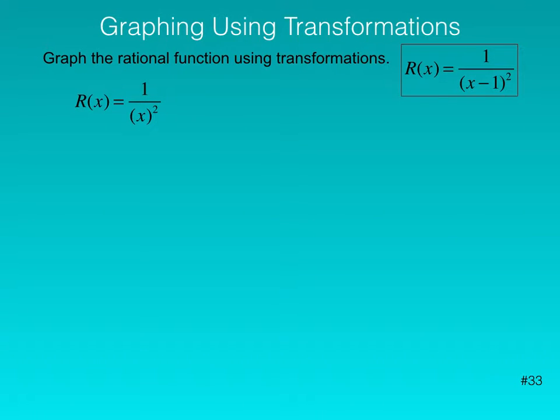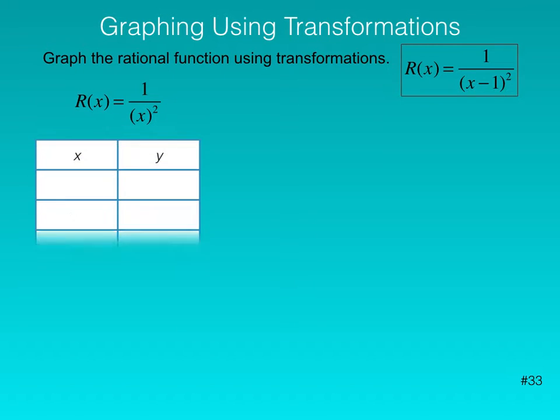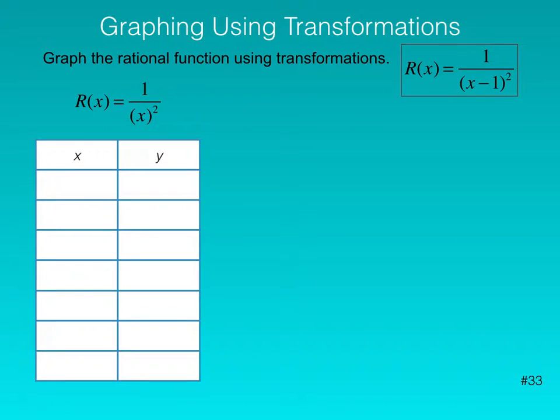And what we could do is to graph this one by hand, just to refresh our memory, what does 1 over x squared look like? We can have an x value of 3, and the y value then would be 1 over 3 squared, or 1/9. At x equals 2, y equals 1 over 2 squared, or 1/4. At x equals 1, y equals 1.